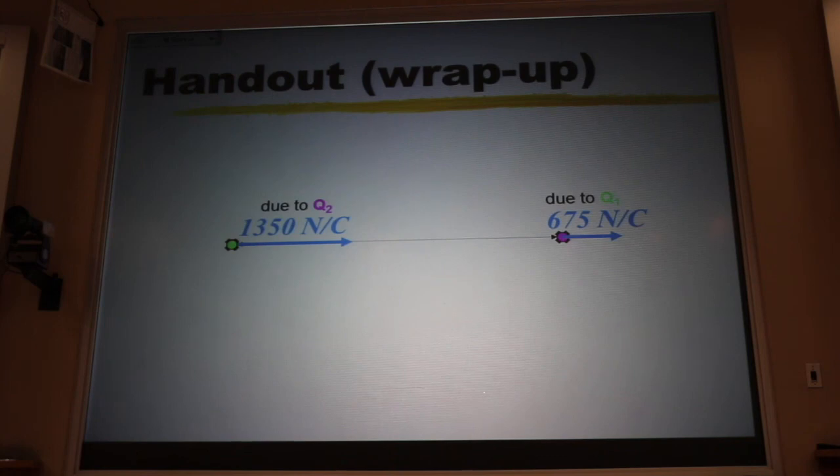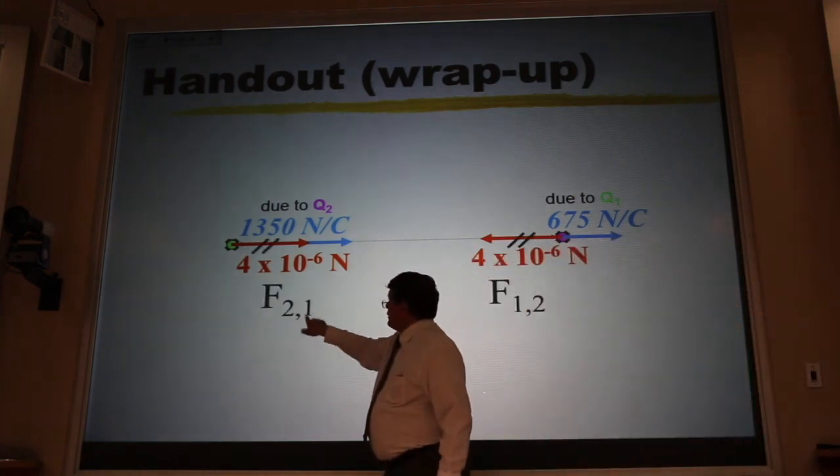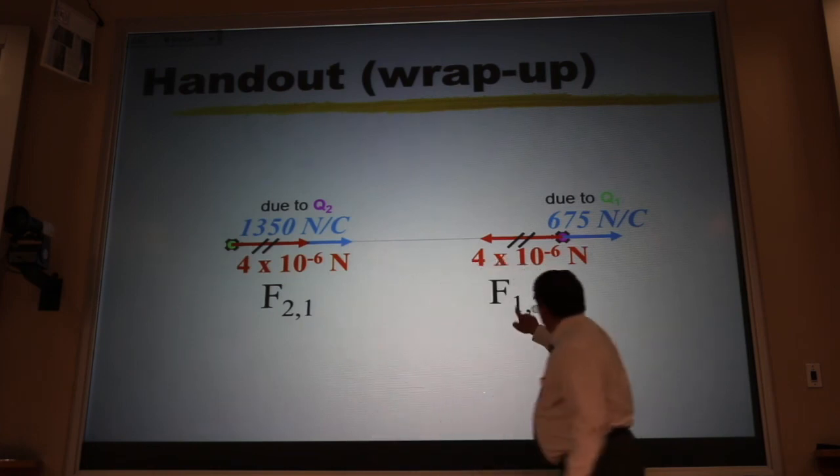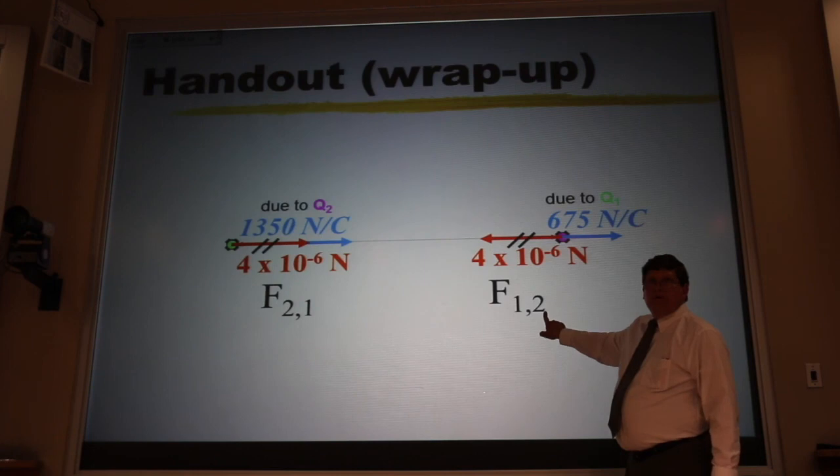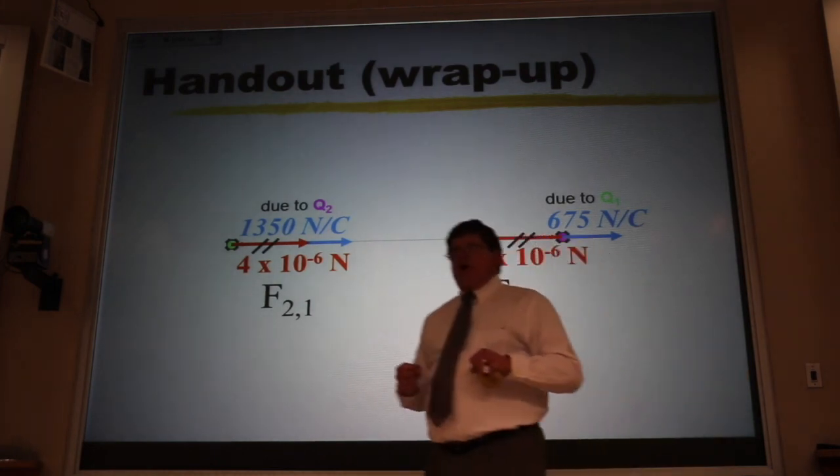And that's my point. There is no Newton's third law for fields. Newton's third law applies to forces, honest to goodness pushes and pulls. And when we found the force that was acting on charge 2, it was that big to the left. When we found the force that was acting on Q1, it was the same size to the right. And we would label these. This is 2 pulling on 1. This is 1 pulling on 2. They are equal and opposite by Newton's third law.